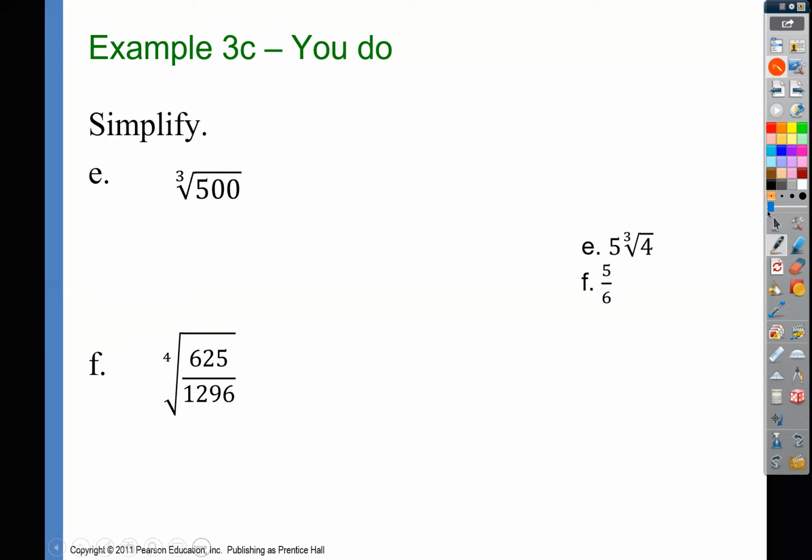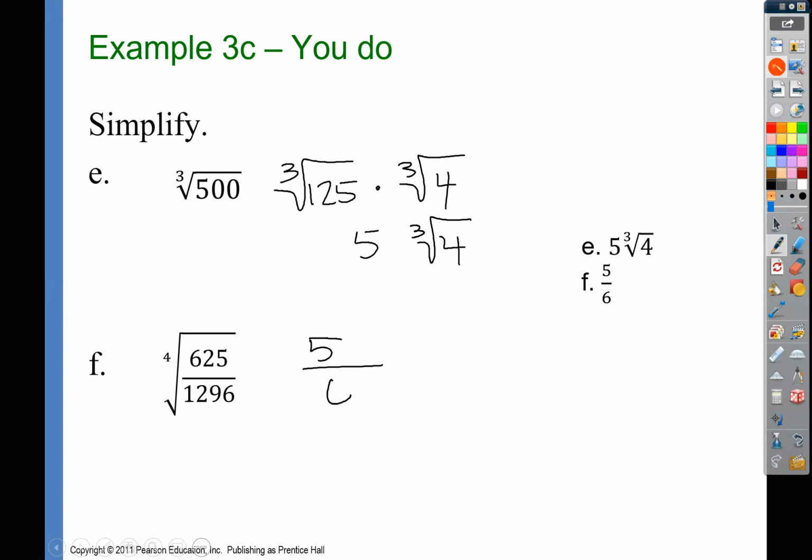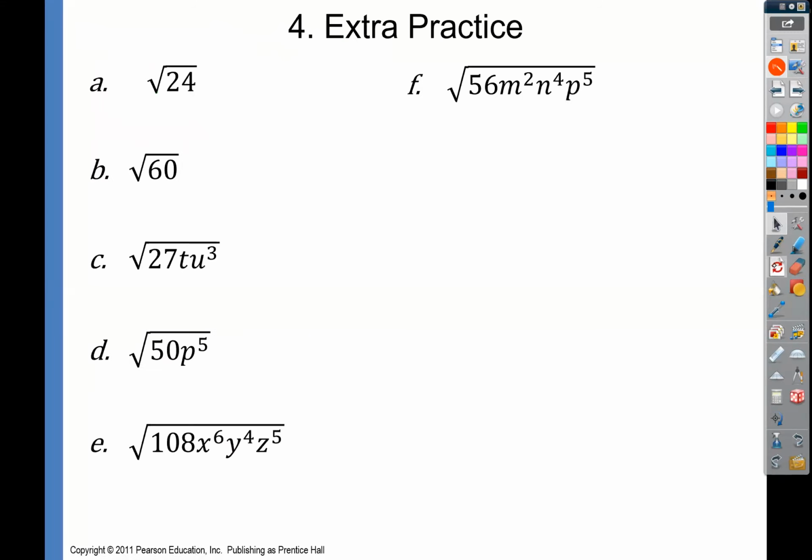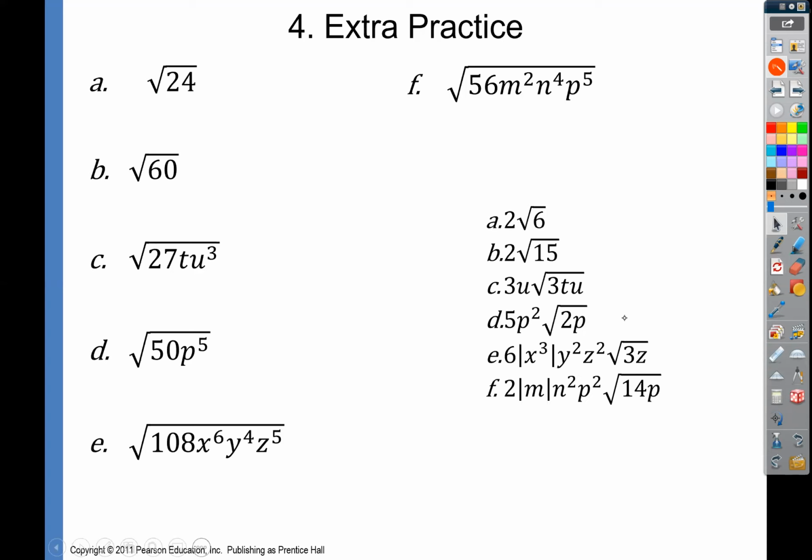And you should have gotten that because 500 can be broken into 125 times 4. And so it'd be 5 times the cube root of 4. And then 5 times 5 times 5 times 5 is 625. And 6 times 6 times 6 times 6 is 1296. So that would have been your answers. Okay, here's some extra practice. Go ahead and pause it and see if you can get it. And those are your answers.